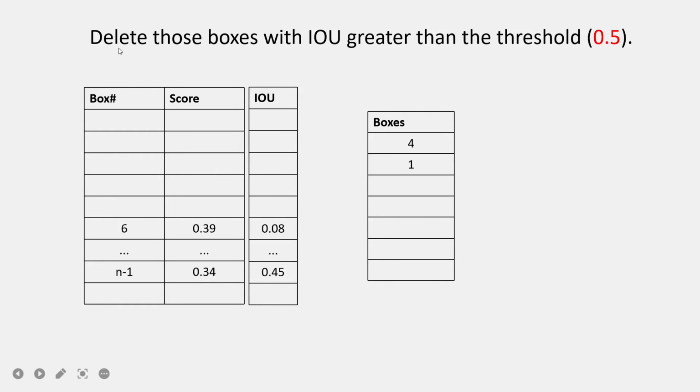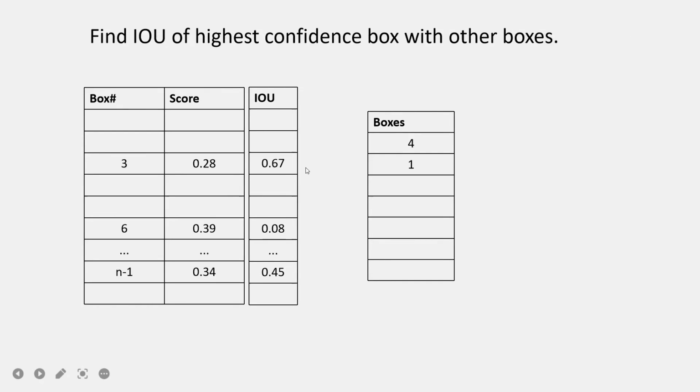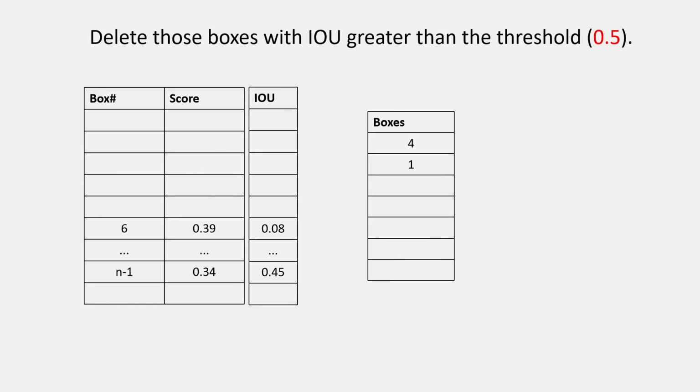Now what was the fourth step? Delete those boxes with IOU greater than the threshold, which is 0.5. Sorry, the number here is 0.67, which is greater than 0.5. However, these two are lesser than 0.5, which means 3 will be deleted. So you see that 3 has been deleted and then the 2 are left. Obviously the dot dot dot here means there are many more. So I am going to leave it here, and you get the idea, right? So this is how you are going to use it.